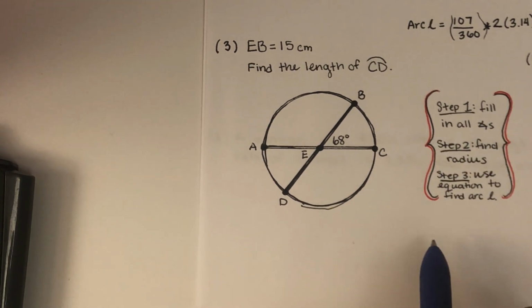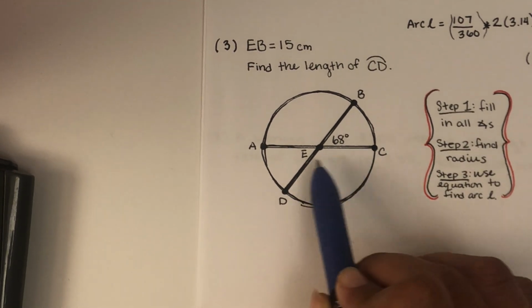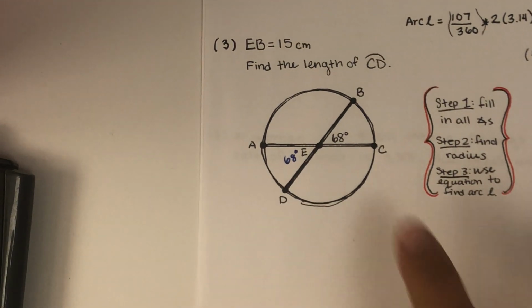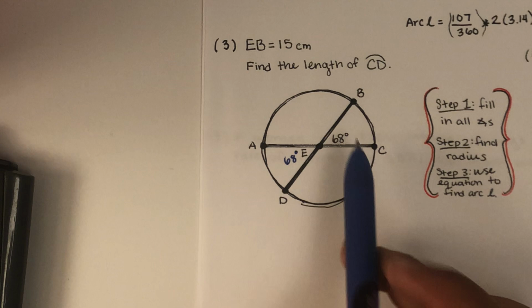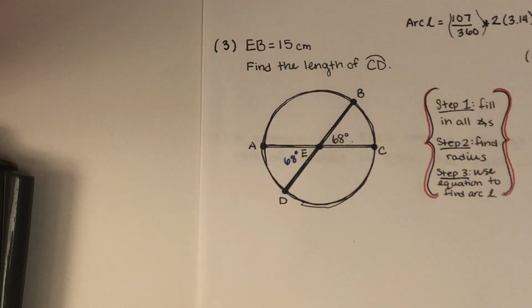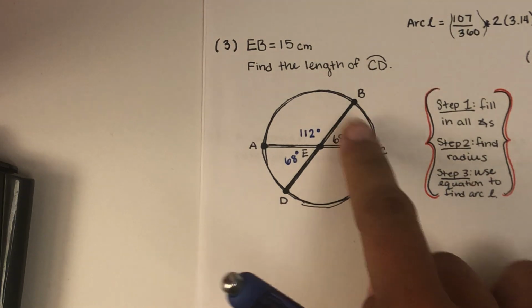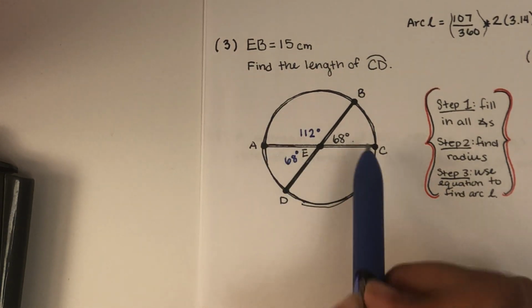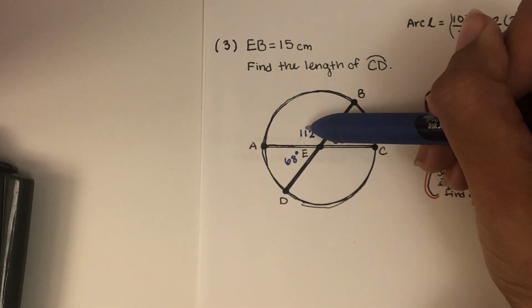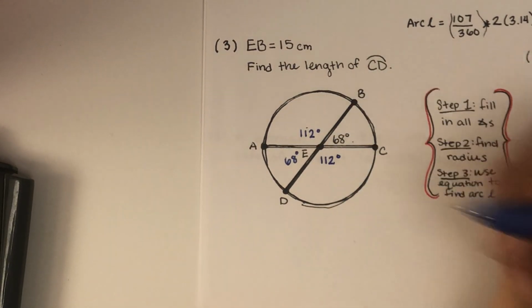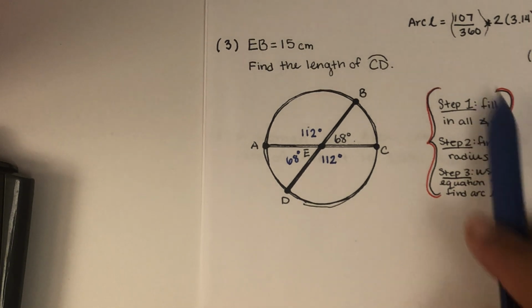Fill in all angles. So if this is 68 right here, this is 68, right? Because they're vertical angles. Now, if I want to figure out what this is, I'm taking 68 and subtracting it from 180. The reason you subtract it from 180 is because these are a linear pair, and if they're on the same straight line, they add to 180. If this is 112, its vertical angle is also 112. Step 1 is complete.